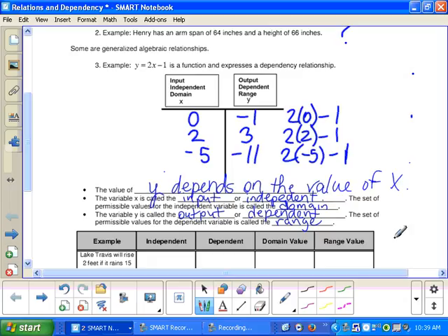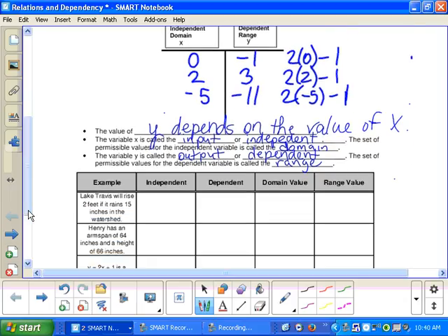You need to know the vocabulary. All the things that mean domain: x, input, independent. Range: output, dependent, y. All of these come first. All of these come second. It's like they do in a chart or table like what we've done before. So let's summarize this.